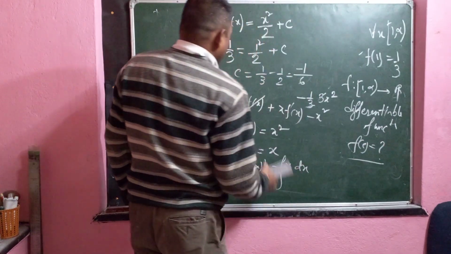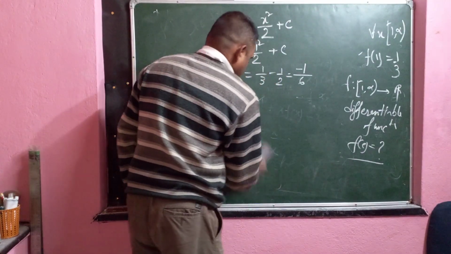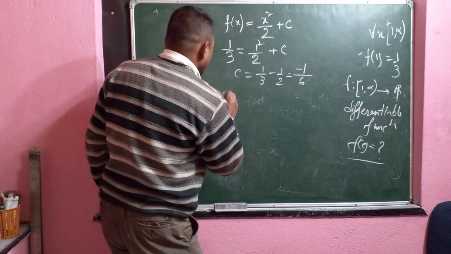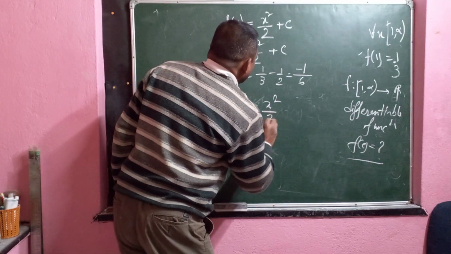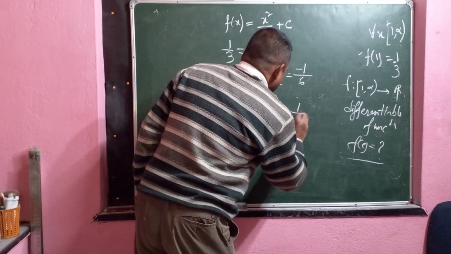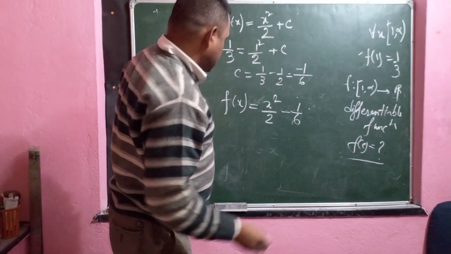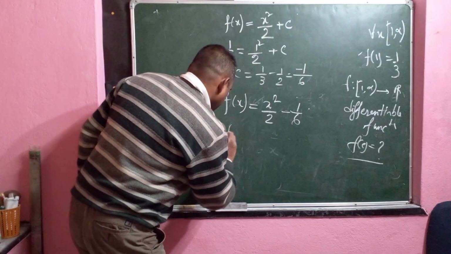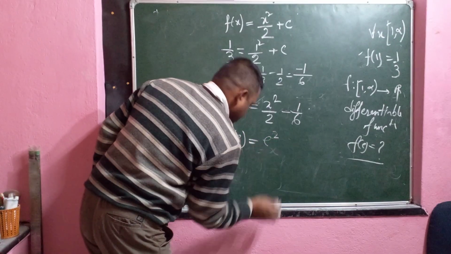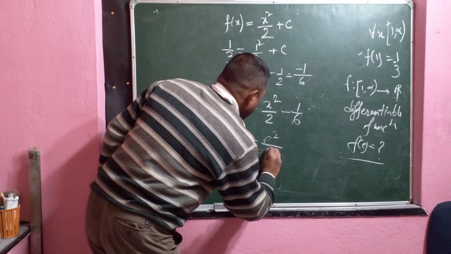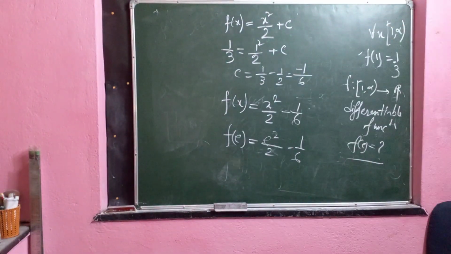Okay, so the end result will be fx is equal to x square by 2 minus 1 by 6. Instead of c, we'll substitute minus 1 by 6. Now what is your f(e)? You have to calculate this. That is e square by 2 minus 1 by 6. This will be our answer.